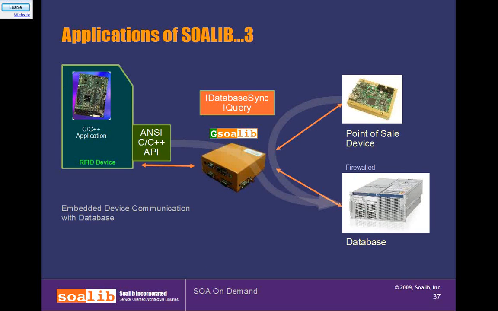Let's look at number 3. There's one missing here in the middle. In embedded systems, C++ API can be used to build embedded point-of-sale devices. And then those point-of-sale devices can access databases. For example, let's say that we have a credit card machine which uses SOALIB. This credit card machine can access databases and directly insert data or retrieve data from the database using SOALIB API if the SOALIB server is running somewhere in the system.